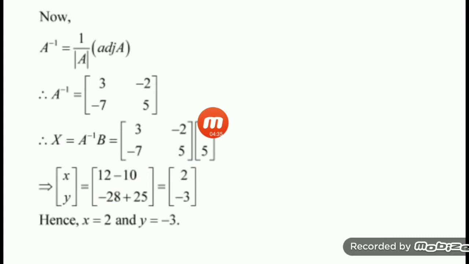And this is second row, first column. This is the position, minus 28 plus 25. So the calculated values are 2 and minus 3. So comparing, we got X equal to 2 and Y equal to minus 3. Hence we got the solution. Hope you understand the method.